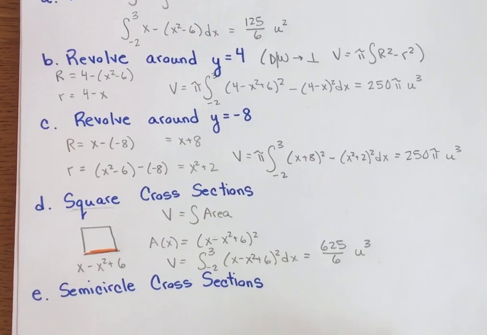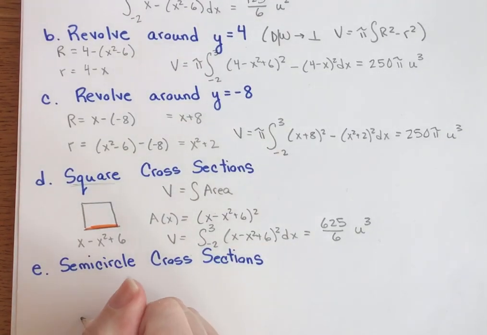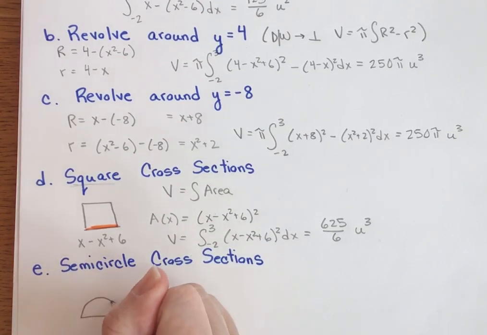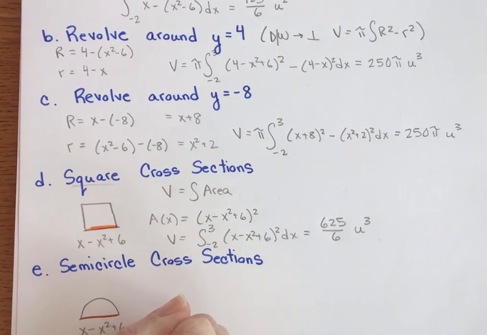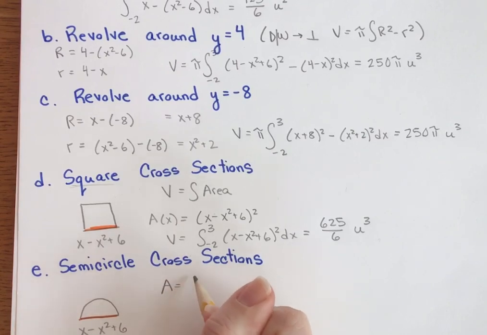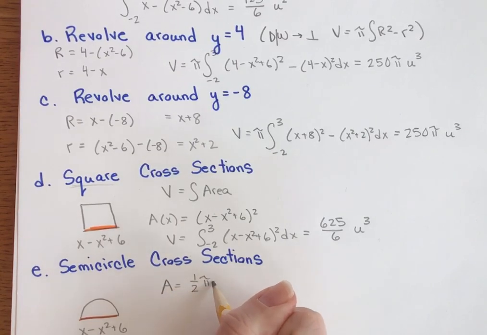Last but certainly not least, we have a semicircle. I would encourage you to draw the semicircle first. My critical slice is my diameter. So again, that's where we're going to put the important measurement. Area of a semicircle is 1/2 pi r squared.